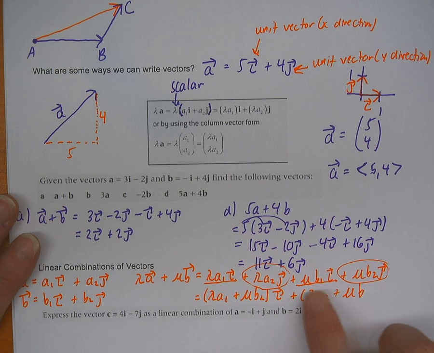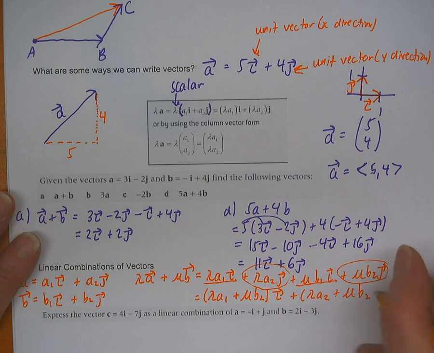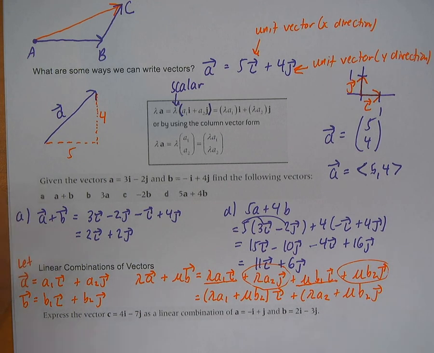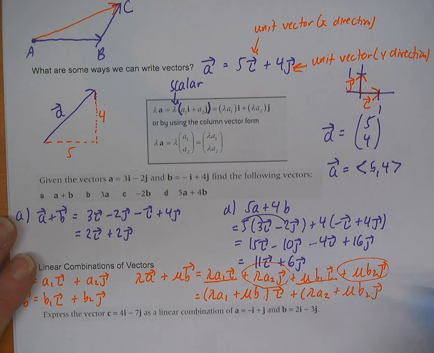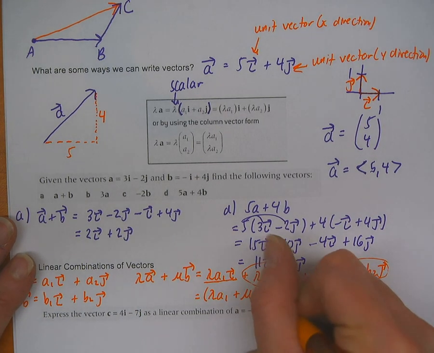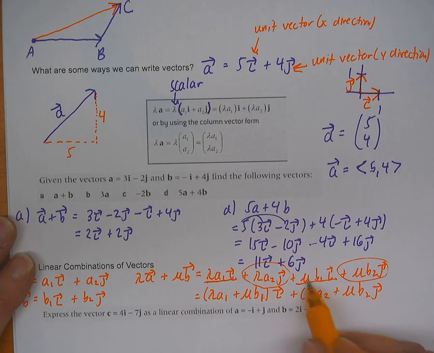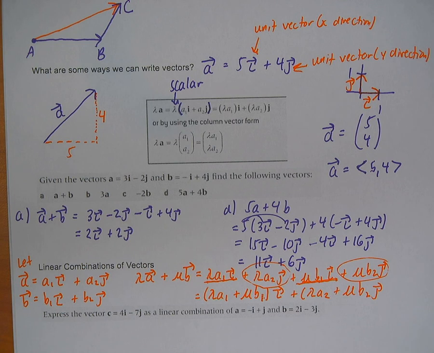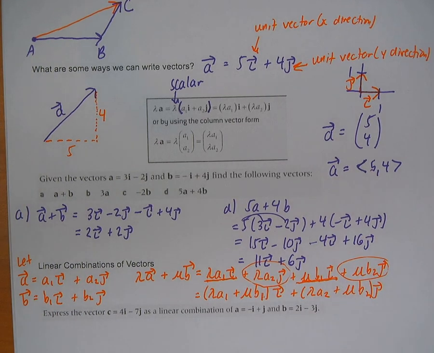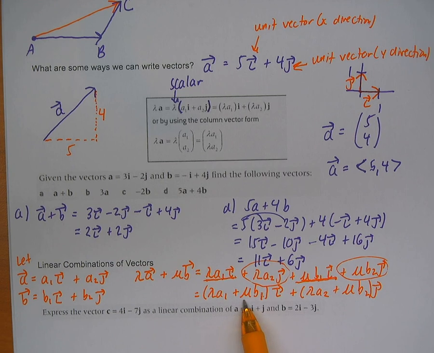Plus mu b2 j. I typoed earlier. This should be b1 back here. I made a typo. We were combining this term here with this term here. See how it has an a1 and a b1. I just typoed, no big deal. Okay, so that is how we can get a linear combination of something. We're just multiplying the lambda and the mu in, and then basically adding like terms.